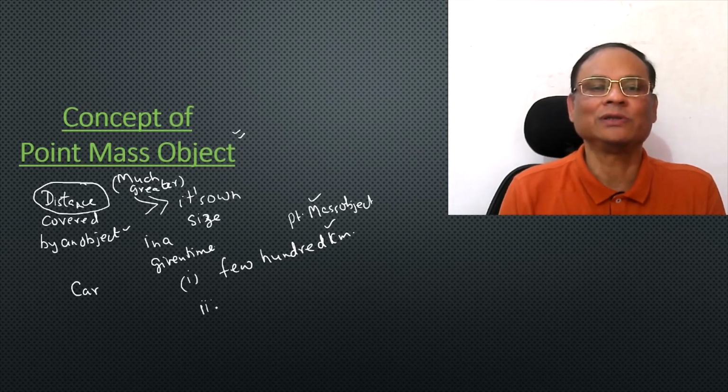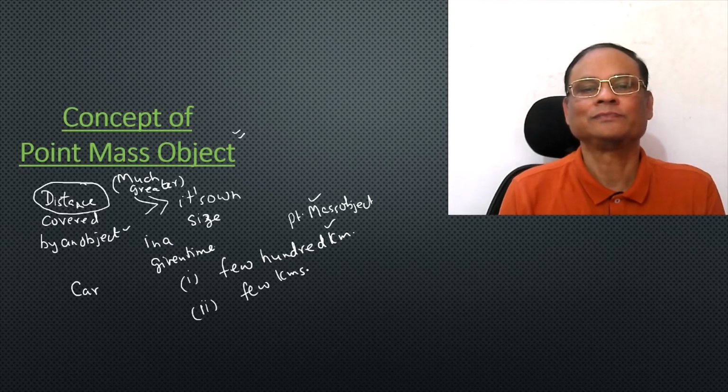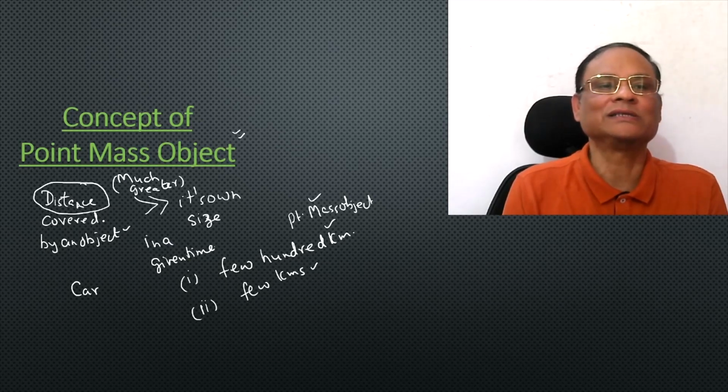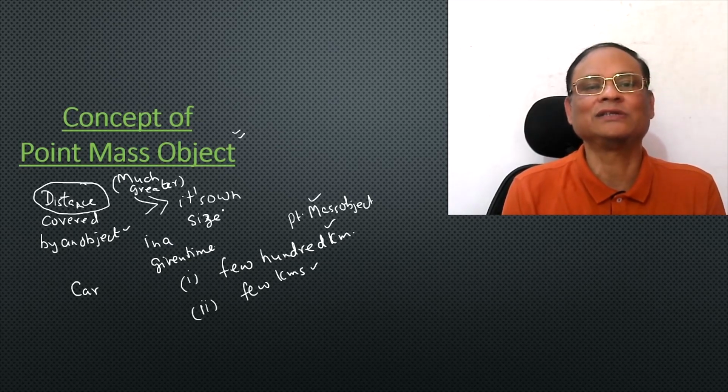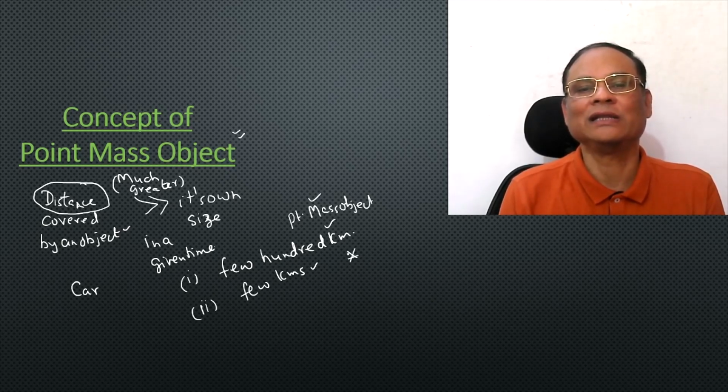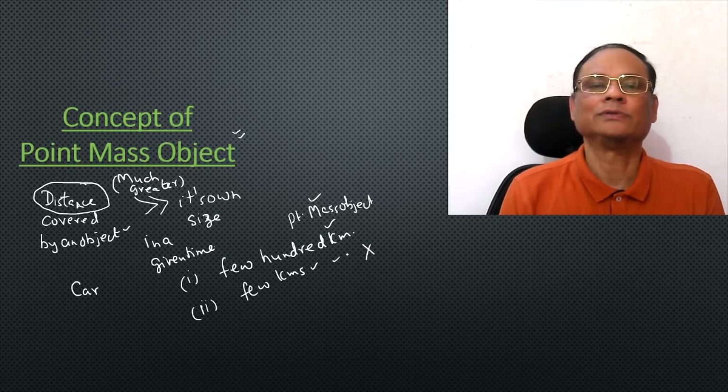In the second situation, when this same car is traveling a few kilometers, then the distance covered by the car is not much greater than its own size in a given time. So we will not consider it a point mass object. It will not be considered as the point mass object. So this is one example.